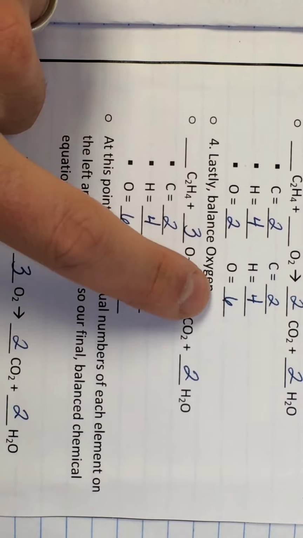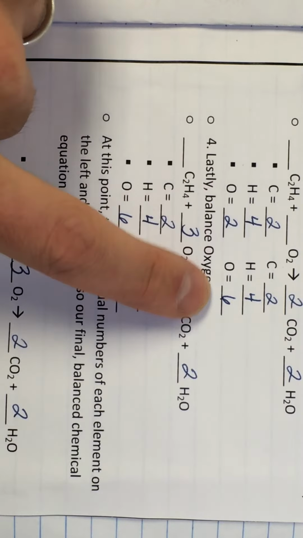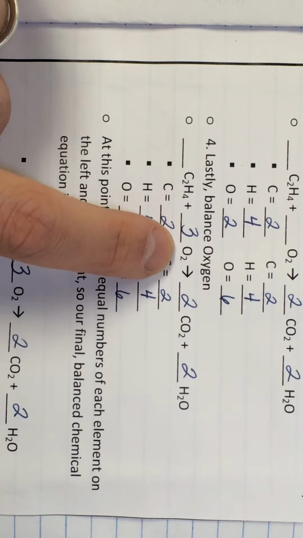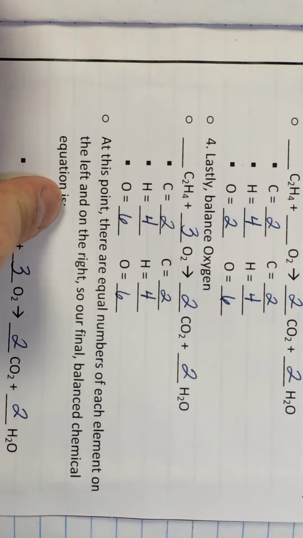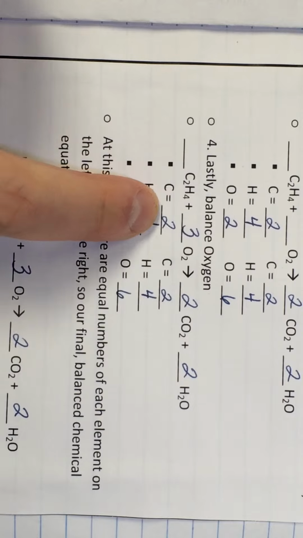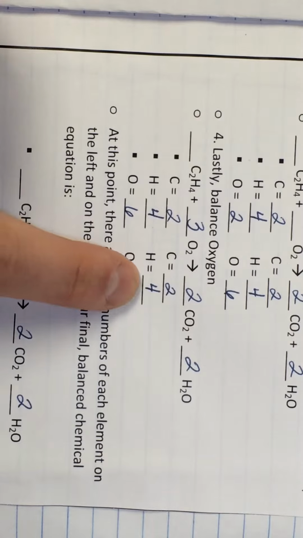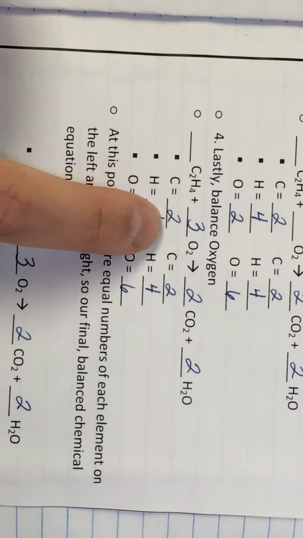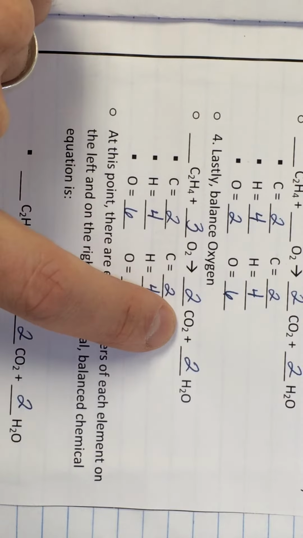Because we need 3 times as much oxygen on the left as we have in order to balance it with the oxygen that we have on the right, and the compound on the left is O2, we're going to put a coefficient of 3 here, and then recount everything one more time. That gives us 2 atoms of carbon on the left and 2 on the right, 4 atoms of hydrogen on the left and 4 on the right, 6 atoms of oxygen on the left, that's 3 times 2 is 6, and then 6 on the right. Remember, 2 times 2 is 4, plus 2 times 1 is 2, that's 6 total.